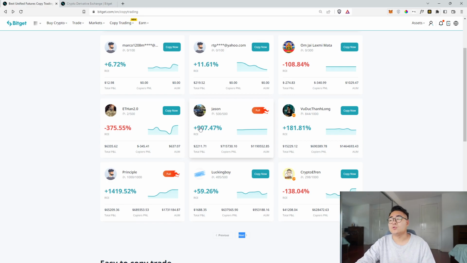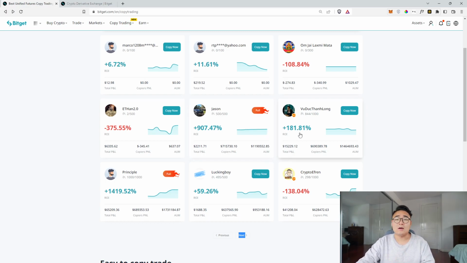These guys usually charge about 8 to 10% of the winning trades. That's what Bitget rewards them for being a master trader. They're not here for free. But you don't actually have to pay to follow or copy them. Once you do win some money, you have to clip in 8% of your winnings back to them, which I think is a very fair system.